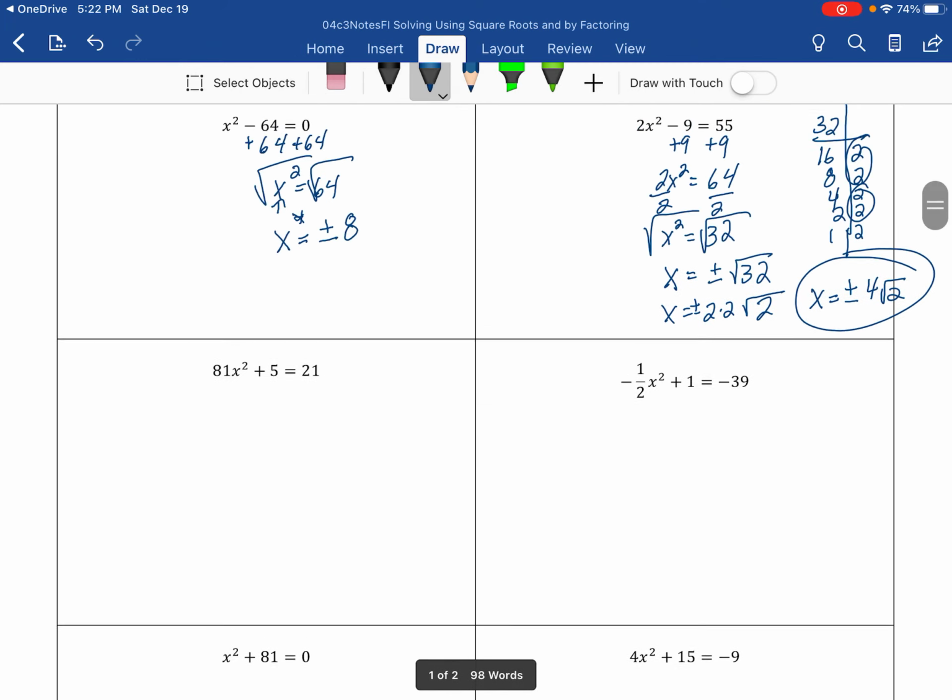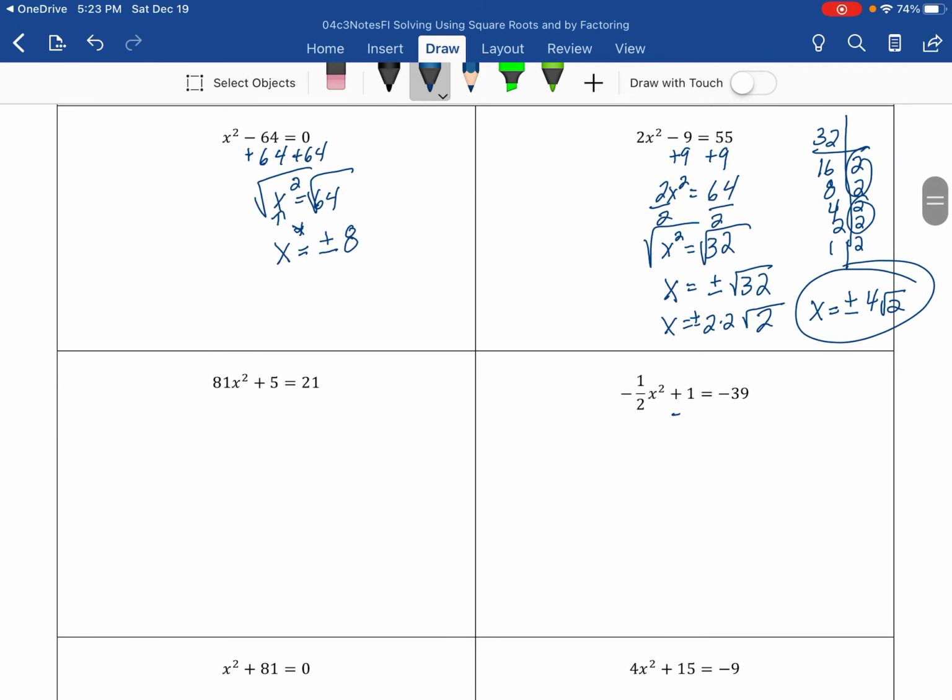Let's try this again with a couple others. I'm just going to do 2 more examples for this because I'm trying to make these a little bit shorter. For this one, I would subtract 1 because I want to get my x squared by itself. It's equal to negative 40. I multiply each side by negative 2. These would divide out. I'd end up with just a 1 here because negative 2 times negative 1/2 is 1, or just x squared is equal to positive 80.